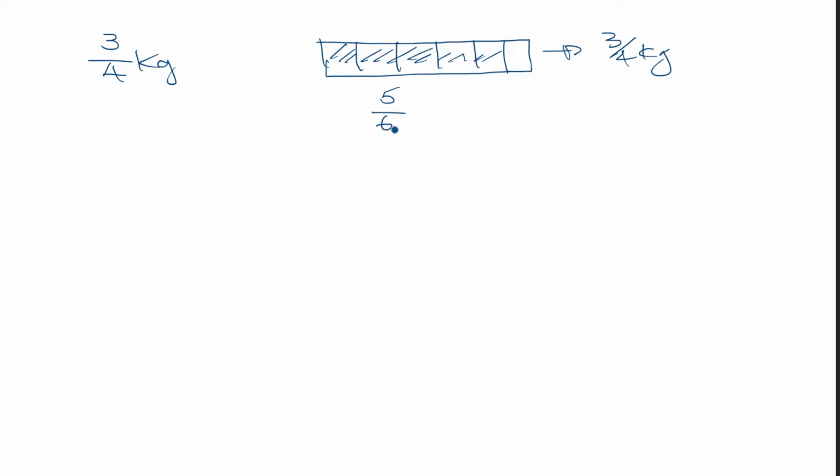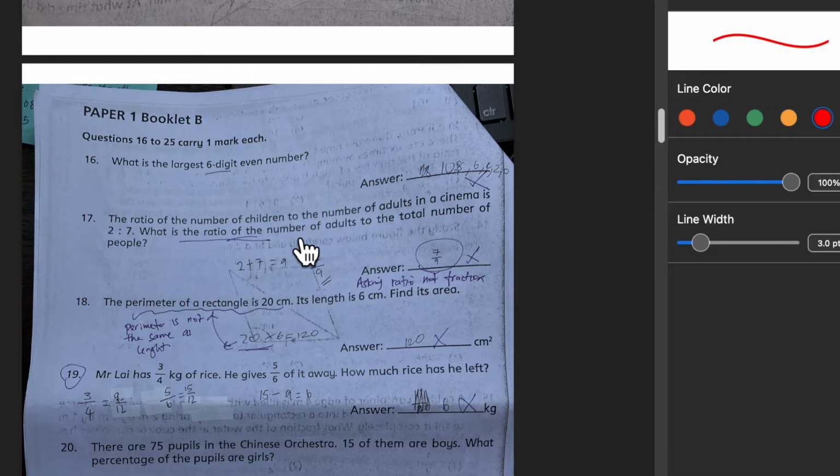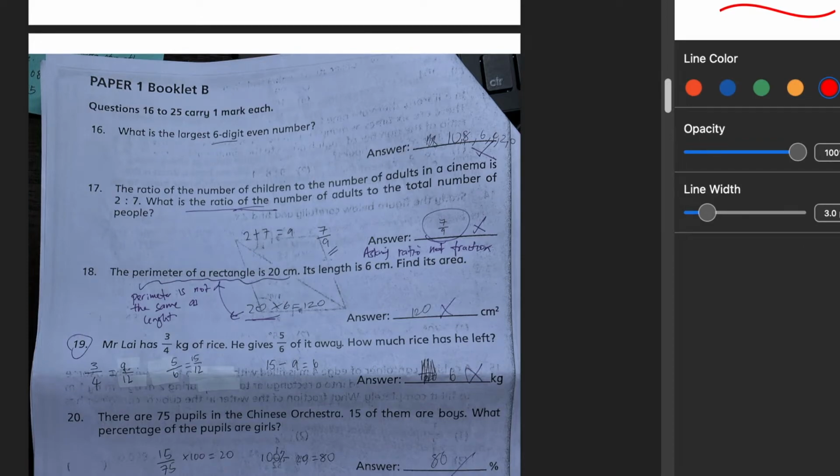5/6. This is a fraction. There is no unit behind. There's no gram, no kilogram, no meter, no kilometer behind. This is a fraction. 5/6 of what? 5/6 of this thing here. He gave it away, so I need to calculate 5/6 times 3/4 kilogram. Please notice all your answers. You don't have any unit at all, that's why it will make you very confused. You don't know whether that one is a fraction, ratio, or whatever.